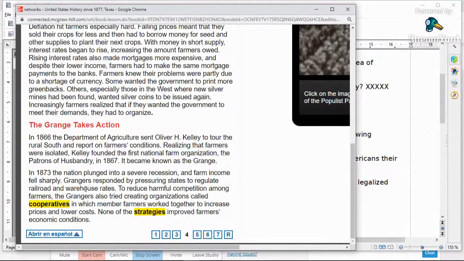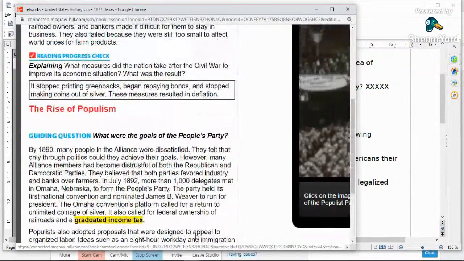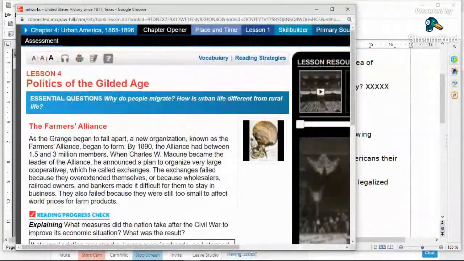It pressured states to regulate the railroad, warehouse rates, reduce competition among farmers. It also created organizations called cooperatives in which farmers work together to increase prices and lower costs. But none of these strategies improved the farmers' economic conditions. So the Grange began to fall apart.